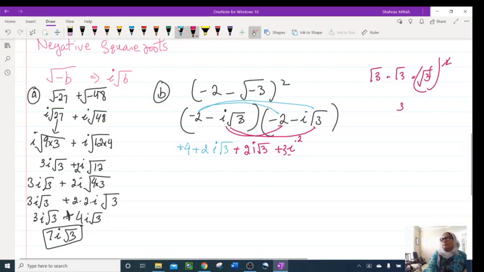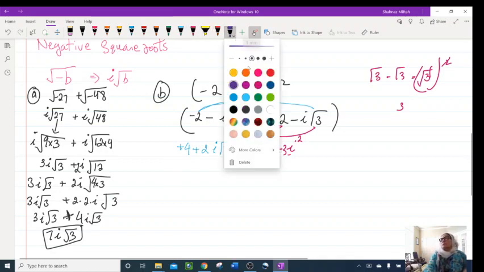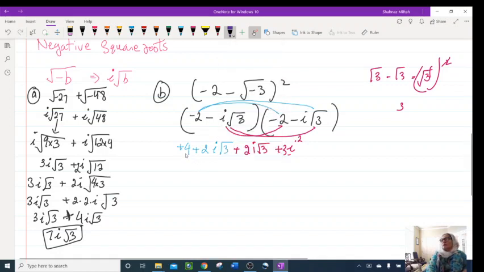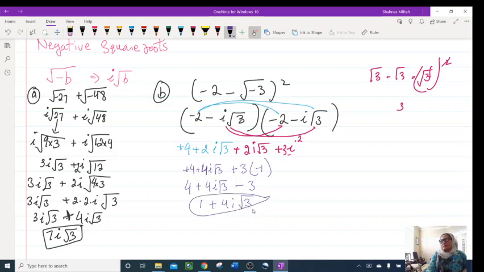Let's solve this. So 2i and 2i is going to give me 4i square root 3. Okay, done. That 4 stayed, and this one is going to be plus 3 and negative 1. So let's try that again. 4i square root 3 minus 3. 4 subtract 3 is going to give me 1, and I have 4i square root 3. That's my answer.